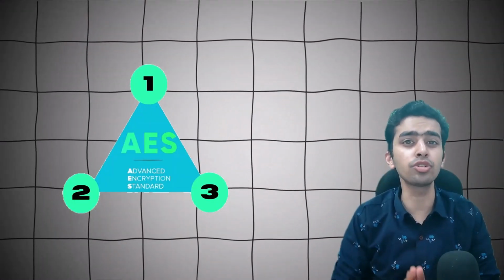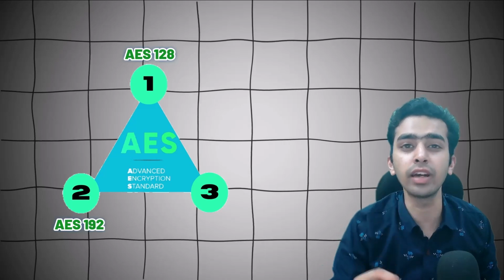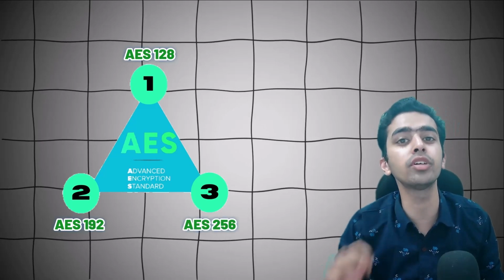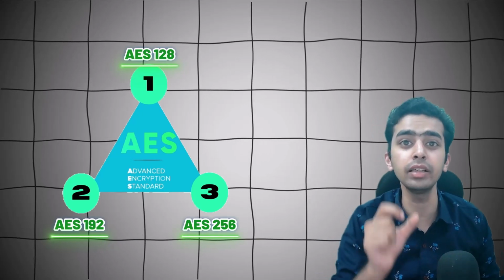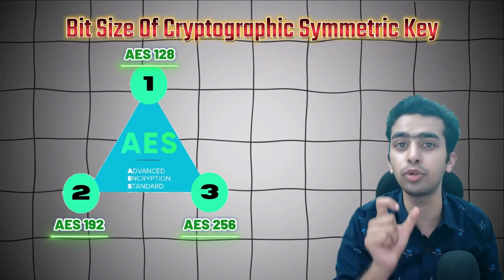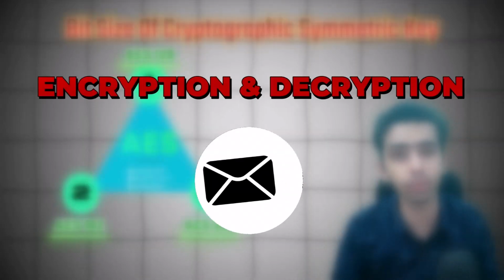And AES supports three key sizes: AES 128, AES 192, and AES 256. Here 128, 192, and 256 are the bit size of the cryptographic symmetric key that will be used for encryption and decryption of our messages.